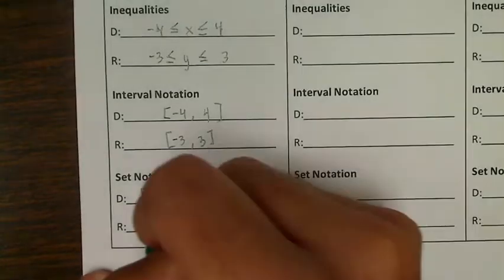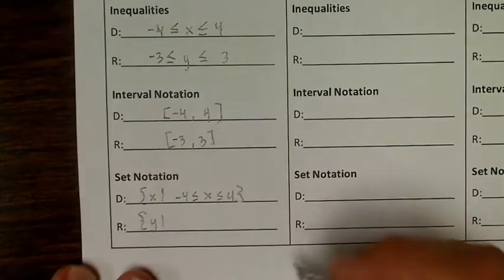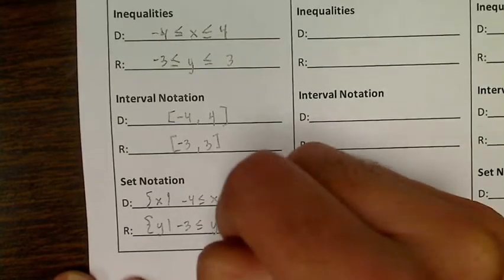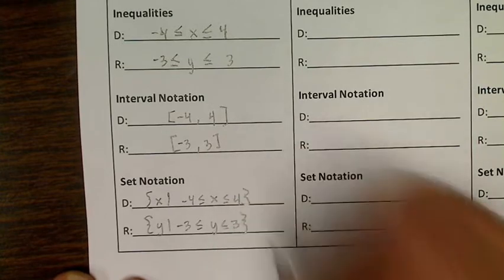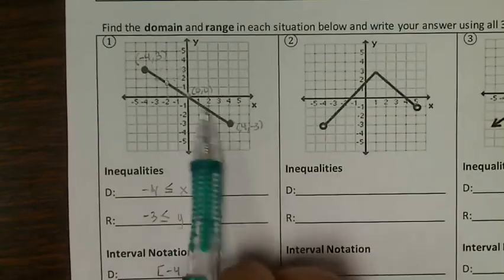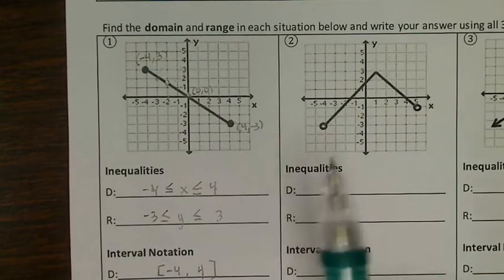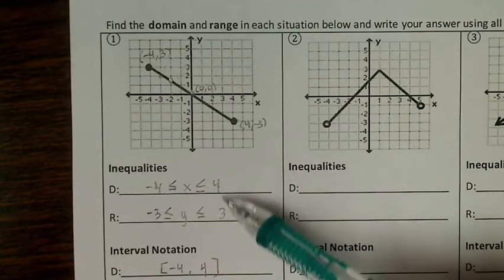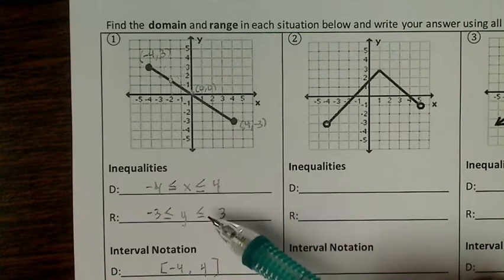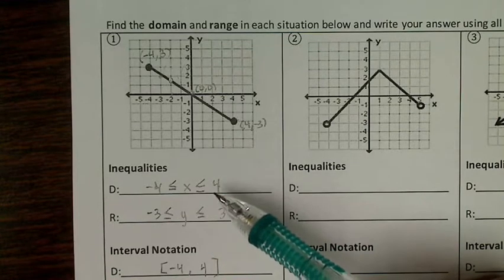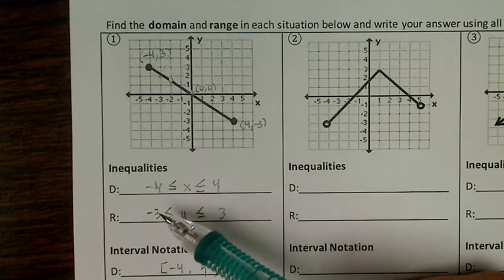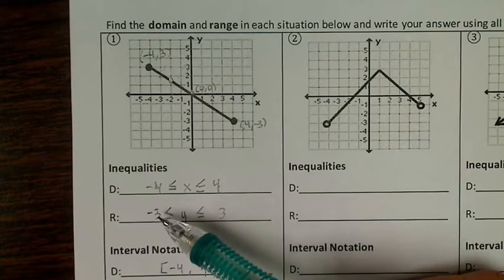All right, and then for the range, it's the set of all y's such that -3 is less than or equal to y, which is less than or equal to 3. And there we have our domain and range for this function. So again, just to repeat myself, all domain and range tells us is the restrictions on x and y for any particular function. So this function only exists between -4 and 4 on the x-axis, and on the y-axis, all y's are between -3 and 3.